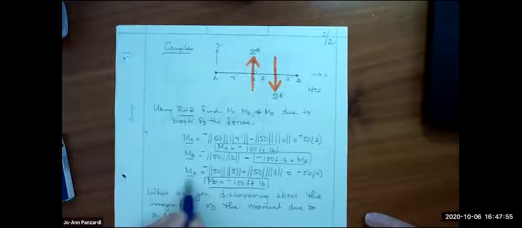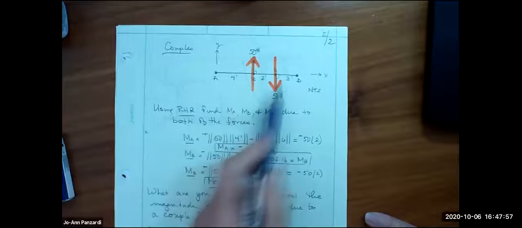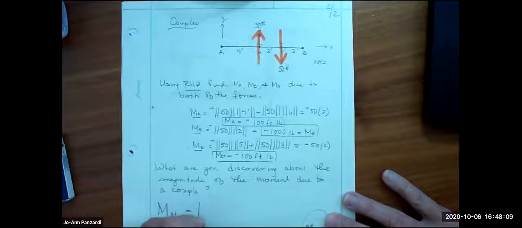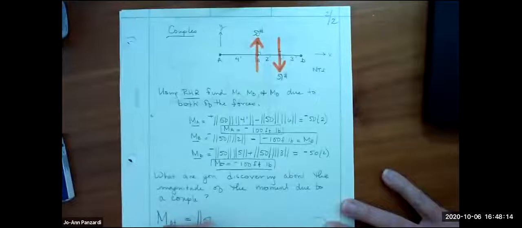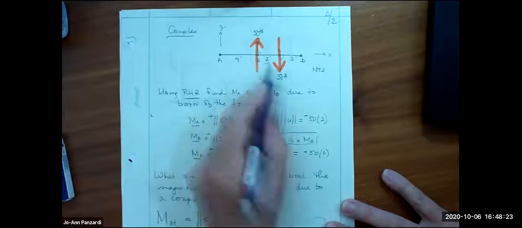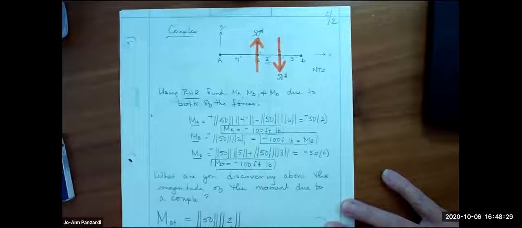Note that when I calculated the moment about A, moment about B, and moment about D, I found that this couple creates the same moment about any point in the system. So if I want to say the moment at any point, because it's a couple, I multiply what? The magnitude of the force times the distance. And what's the distance? Notice it all came out to be 2. What's significant about the 2? It's the distance between the two forces.